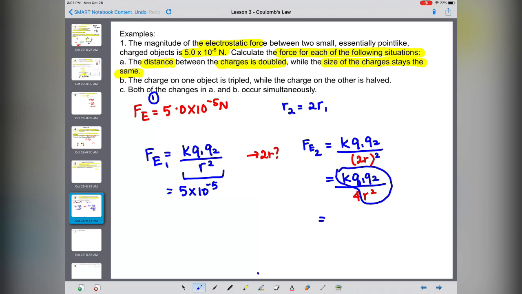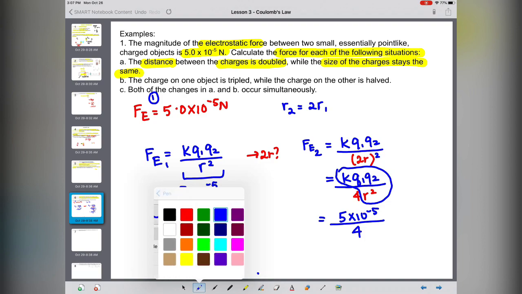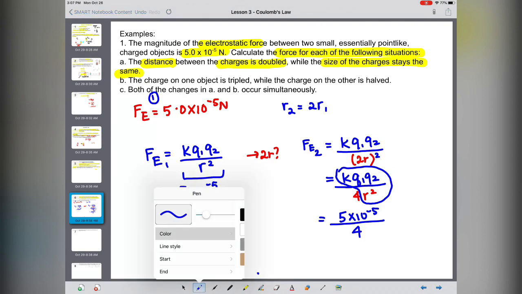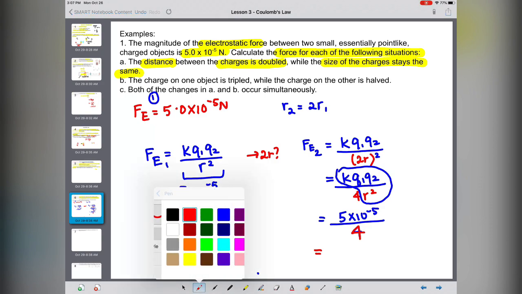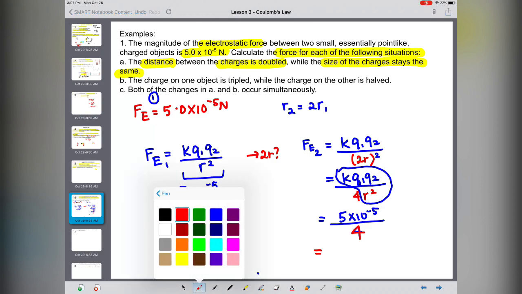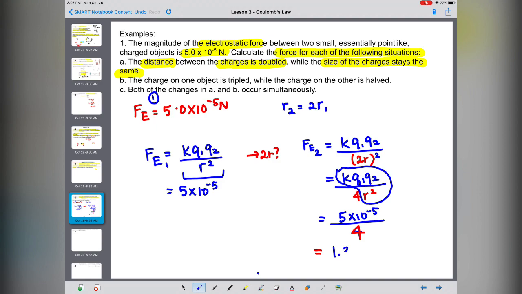So I'm replacing the original force, but this time I have to divide it by the new 4, because that is what happened. This is called the inverse square law. I double the distance, meaning I make the force 4 times less. So 5 times 10 to the negative 5 divided by 4, I get 1.25 times 10 to the negative 5. So 1.3 times 10 to the negative 5 newtons is the new one. Okay, this is part A.